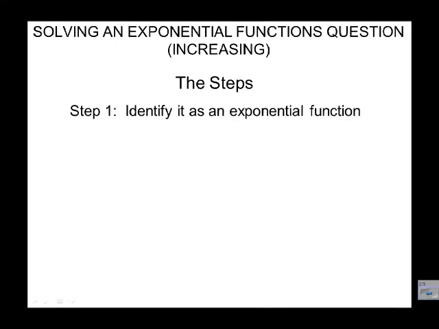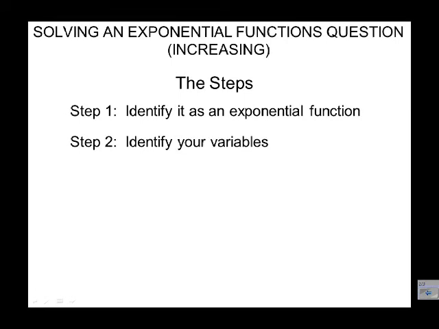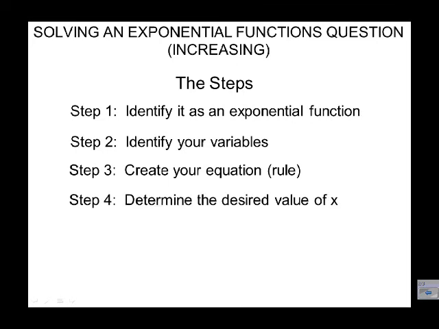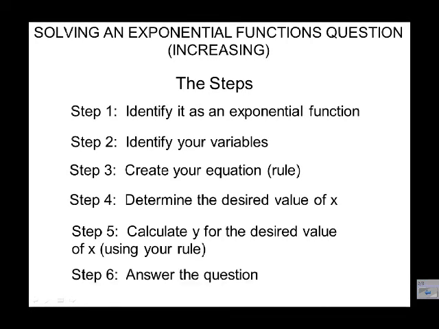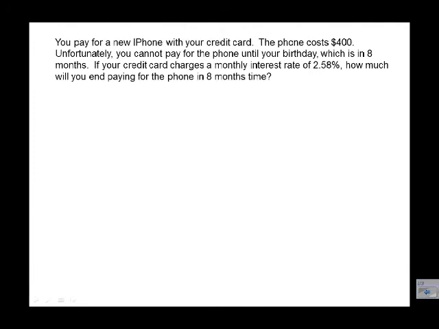Alright, our first step is we need to identify it as an exponential function. That makes sense. After that we'll identify our variables, create our equation, also called a rule, determine the desired value of x from the situation, calculate y for the desired value of x using the rule from step 3, and then lastly going back and making sure that we're answering the specific question we were asked. So let's take a look at this process using an example.